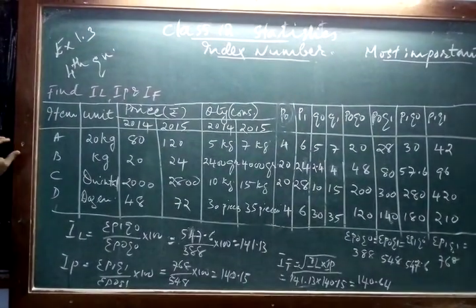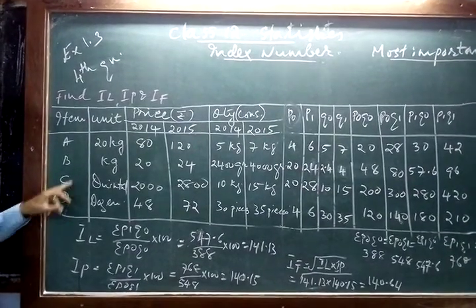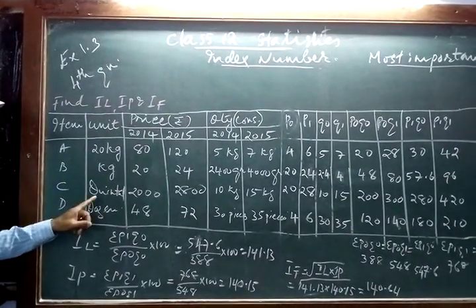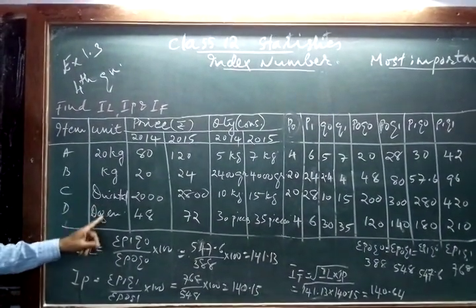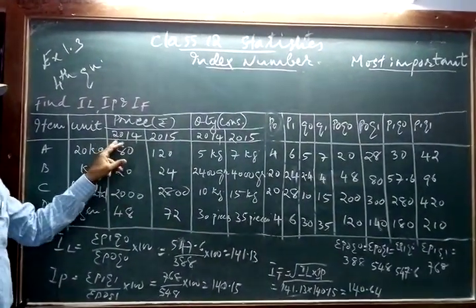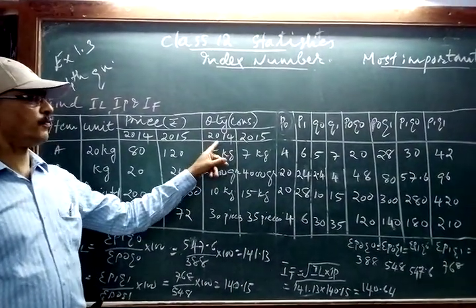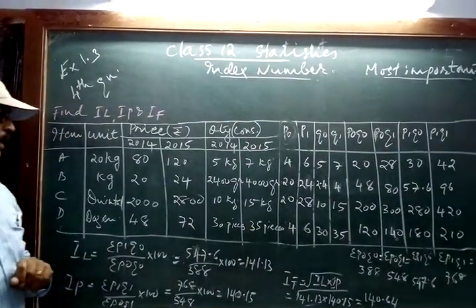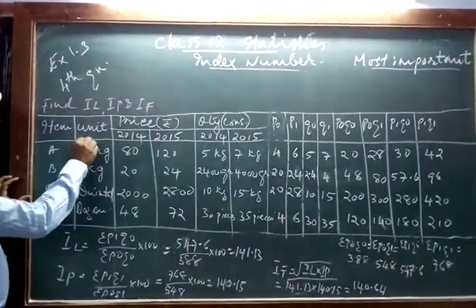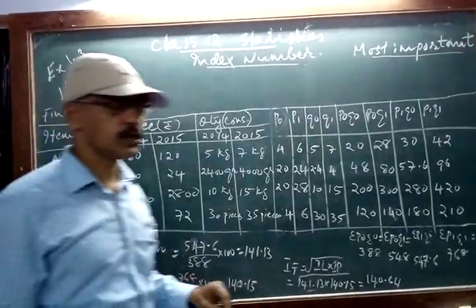Let us go through it. There are four items given: A, B, C and D. Units are also given: 20 kg, kg, quintal and dozen. Prices for two years, 2014 and 2015, that is the base year and current year, are given. Also the quantity consumed for both the years is available. Now, how to proceed? Please take care about this particular column, which is the unit column.